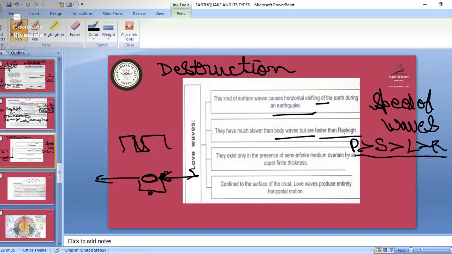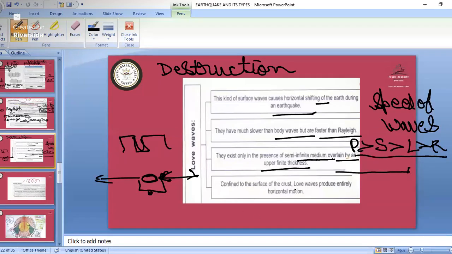Okay. So remember this particular decreasing order of speed of the waves. Now we are studying the Love waves. They exist only in the presence of a semi-finite medium, like one having an upper finite thickness. What does semi-finite mean? It means the lithosphere part. So these Love waves will appear only in the lithosphere part, in the upper part of that.